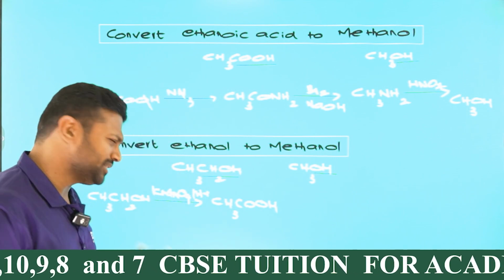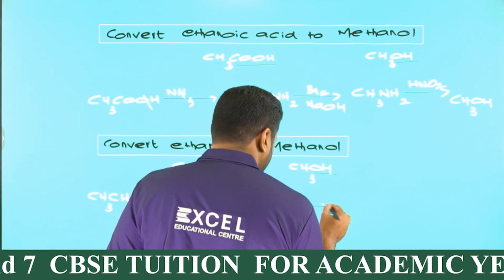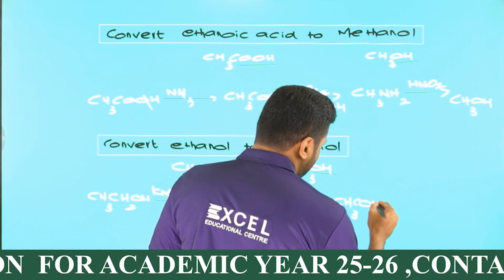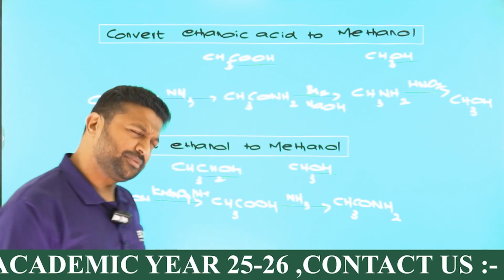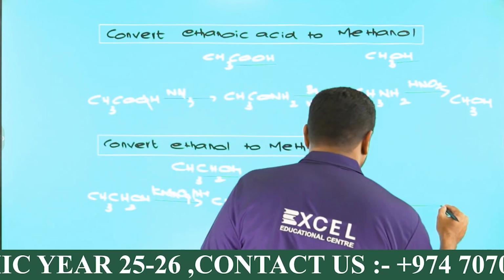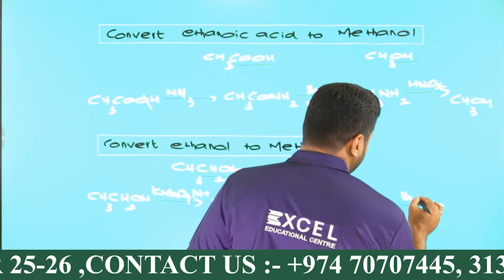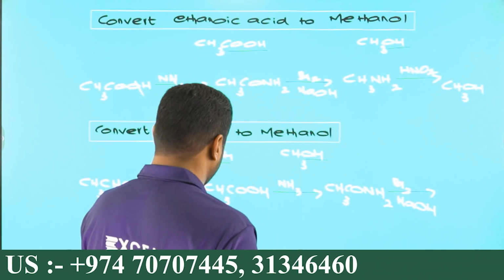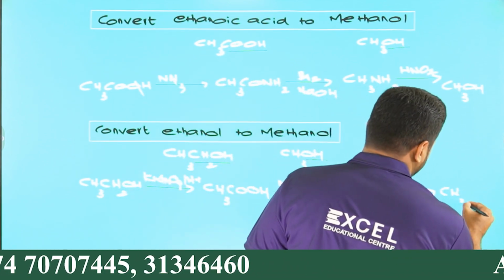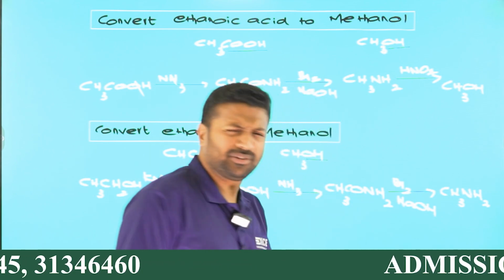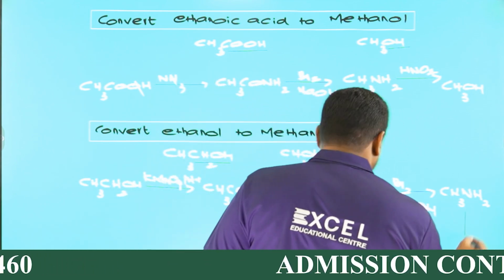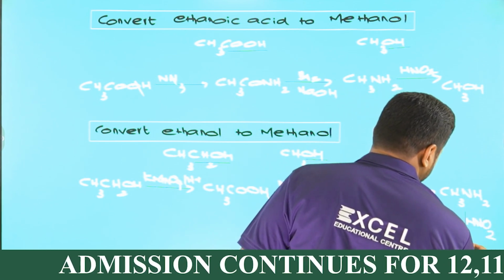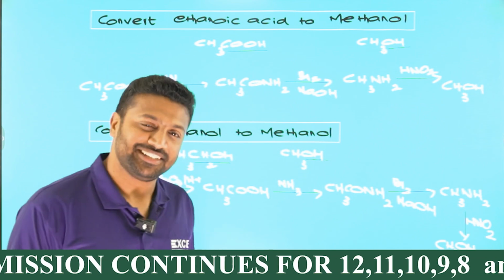CH2OH will become COOH. On passing over ammonia, that will become CONH2. Go on, Hofmann bromamide, please. During that Hofmann bromamide reaction, CONH2 will become NH2, right? NH2 on passing HNO2 will become OH. Hope it is clear for you, right? Carry on, next.